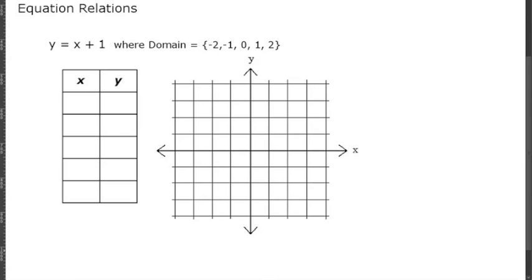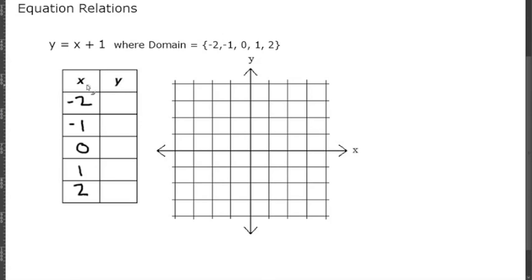We know our domain are our x values. So we're going to put -2 in for x, -1 in for x, 0, 1, and 2. Because our domain are all of our x values, so that's what we're plugging in. Now we're going to solve for our y values, which would be our range.